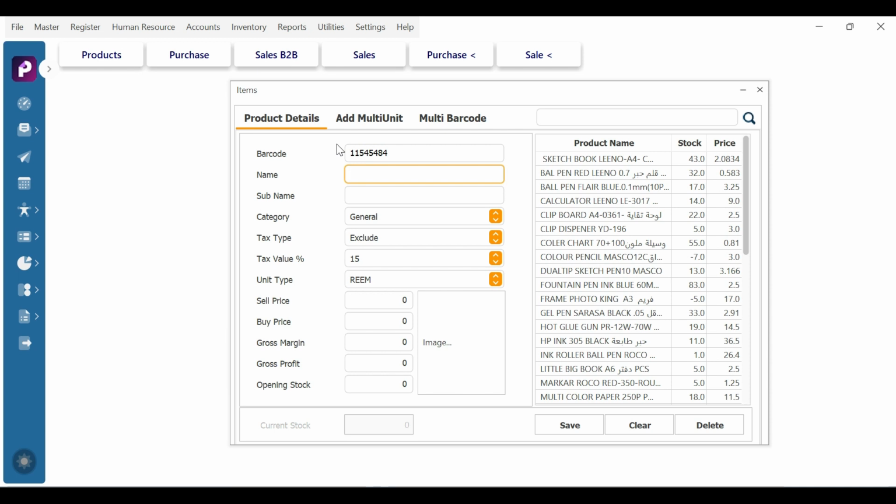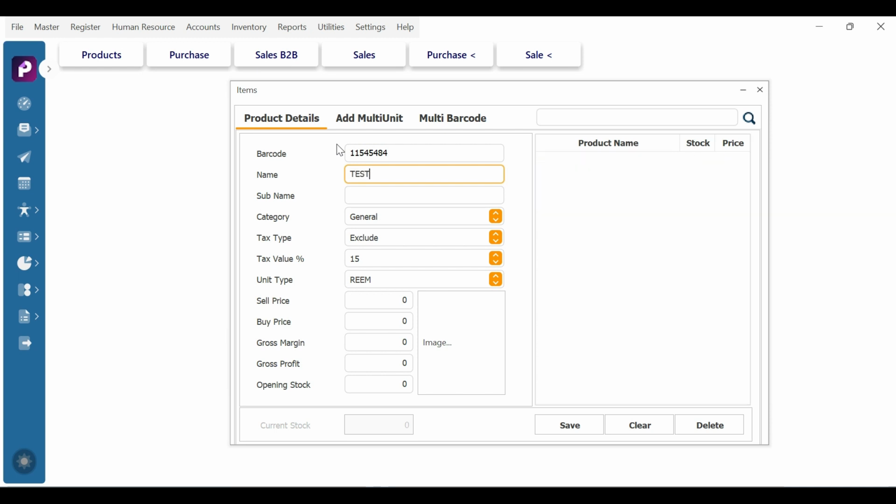Type the name in your local language in the name field. Second name in the subname field. Select category, select tax type.